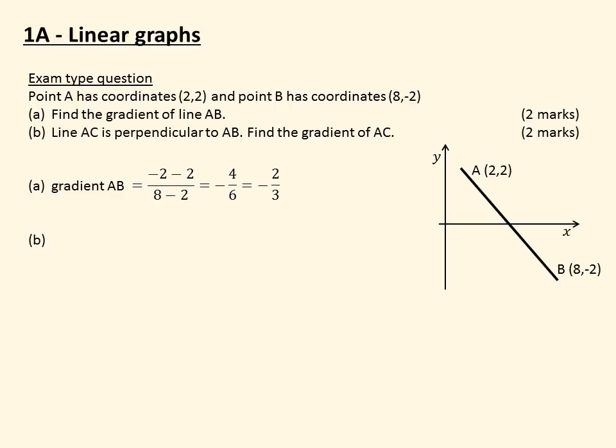Part B asks for the perpendicular. The perpendicular gradient can be found by taking the negative reciprocal. This gives us an answer of 3 over 2. This is just turning the fraction upside down and changing the sign.